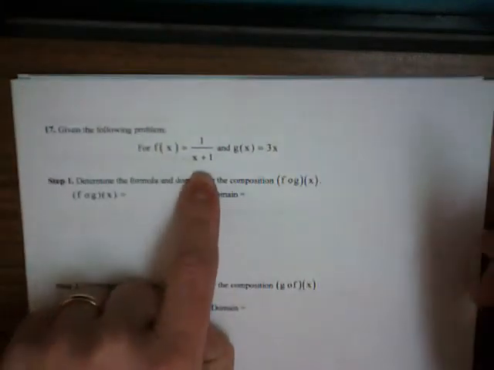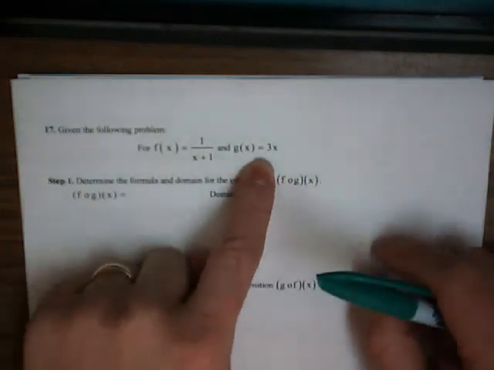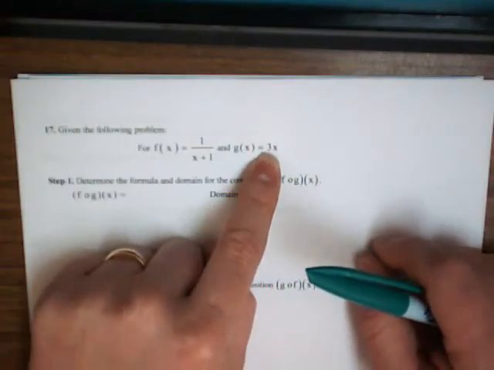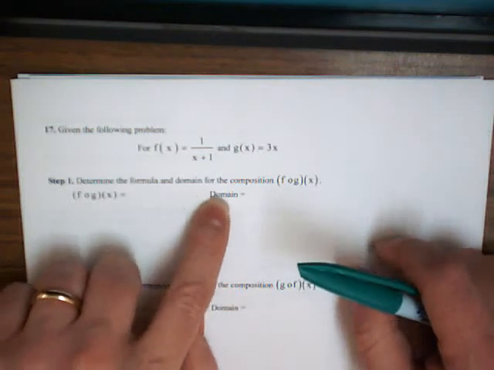Number 17, f of x equals 1 over x plus 1, g of x equals 3x. Determine the formula and domain for both.